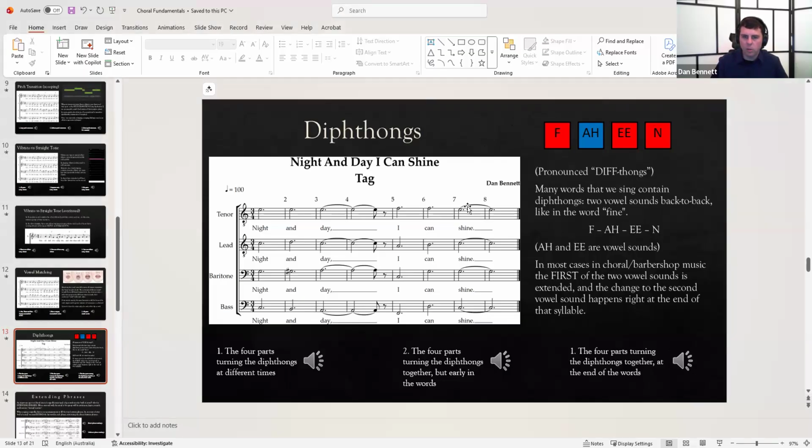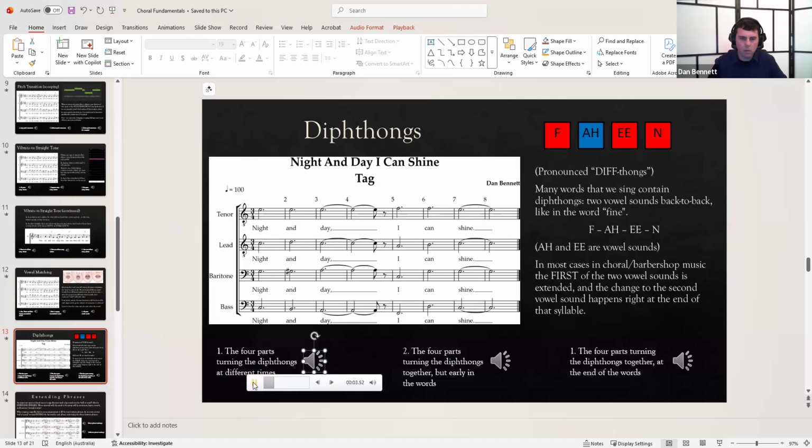So what we're going to do here is listen to a different exercise, because I wrote a little tag that has words with diphthongs in them. Night and day, I can shine. The words night, day, I, shine, all of those have diphthongs. In example number 1, the 4 parts turn the diphthongs, but they turn them at different times. Someone's going to turn it early, someone's going to turn it late, and so on.